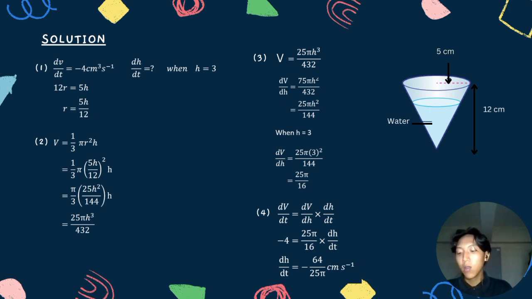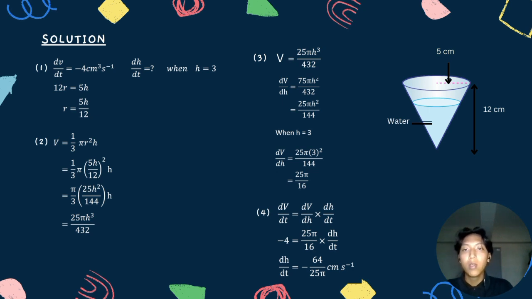And the second one, the rate of change of the depth, which is dh/dt, when height h equals 3. And then from the diagram, you can see that the radius is 5 cm and the height is 12 cm. Therefore, we will write it as 12r equals 5h. And then we find the value of r, which is 5h over 12.